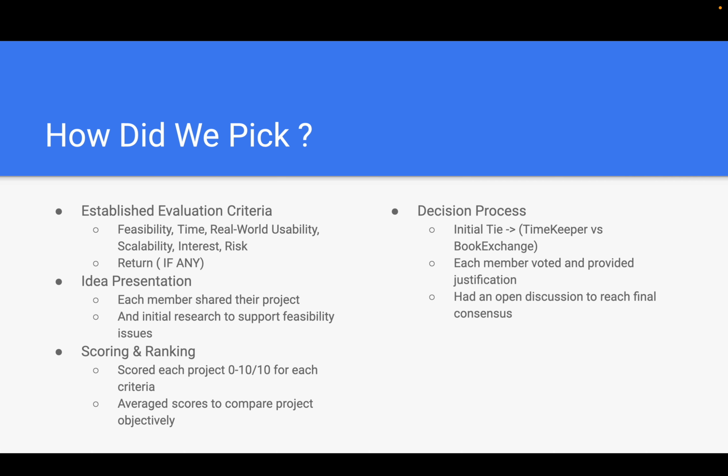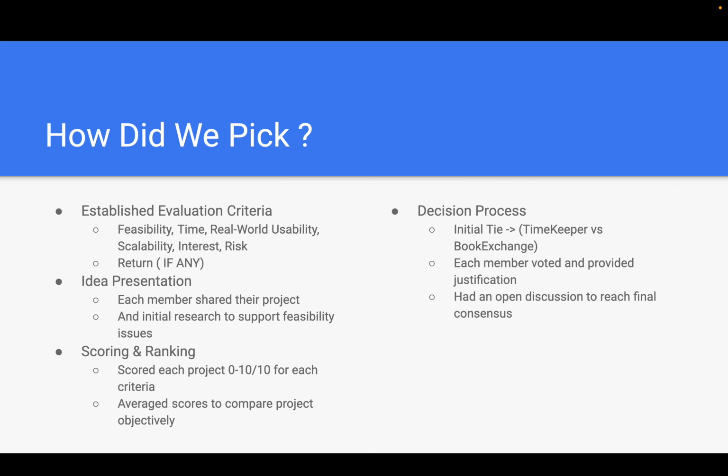So, how did we end up picking our app? We used our established evaluation criteria: feasibility, time, usability, scalability, interest, risk, and return. Each member shared their project idea with initial research and support for their feasibility issues, if any. We scored each project 0 to 10 for each criteria point and averaged each score. With our results, we found a tie between the Timekeeper program and the Book Exchange program.